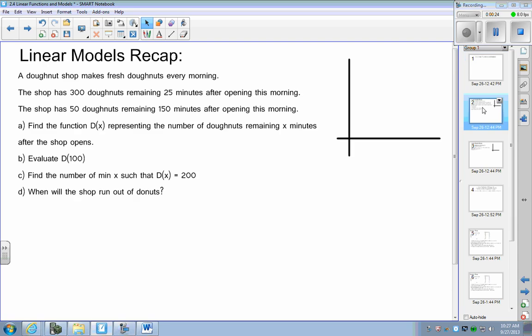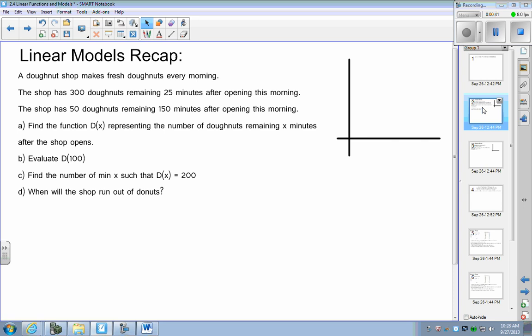So let's go back to a problem we've done before. Okay, and that's the donut problem. So we've seen these numbers before. We've come up with an equation for it. But instead of asking you just to do something with the numbers, we're going to interpret it through function notation stuff.